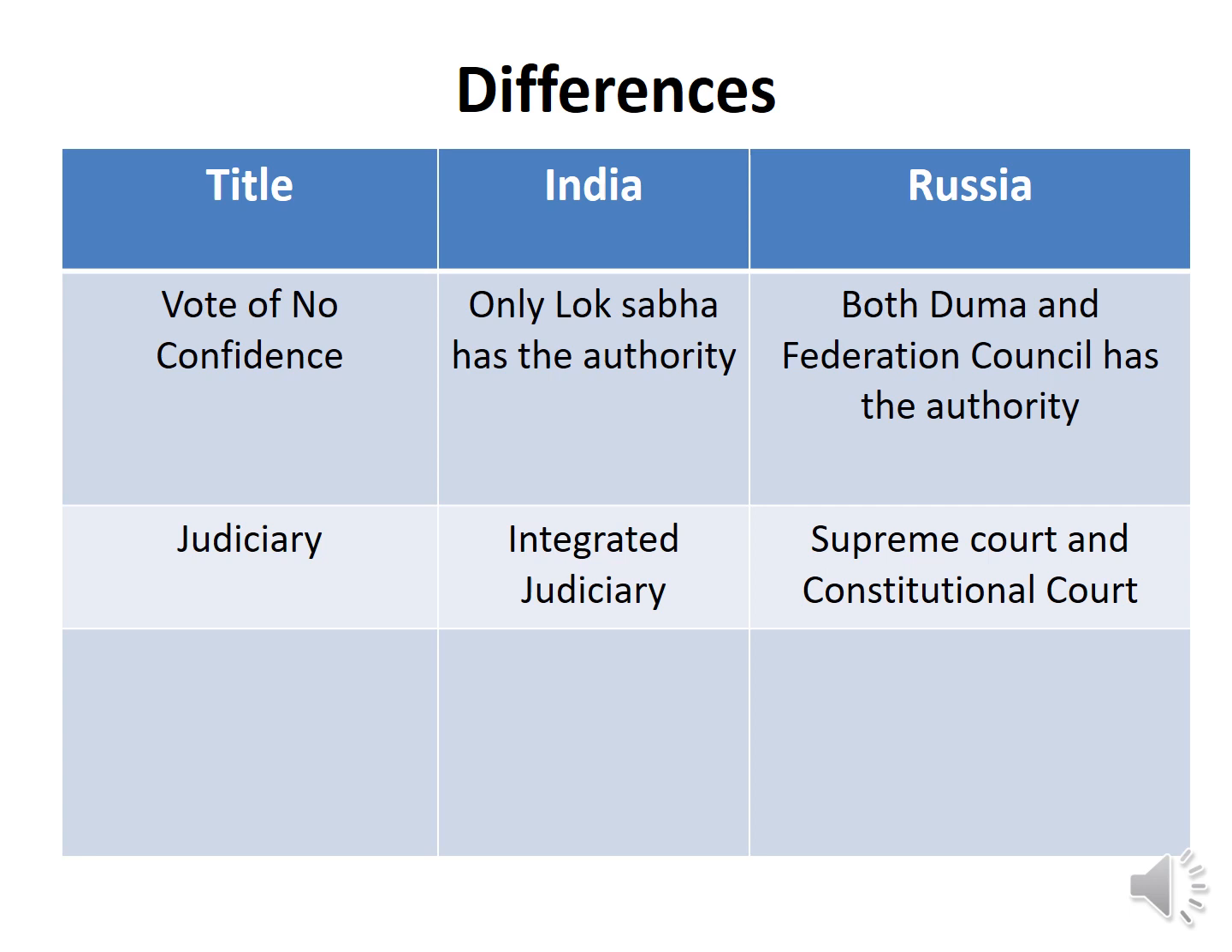Judiciary: we have an integrated judiciary in India, while in Russia separate courts are there, the Supreme Court as well as the Constitutional Court. The Supreme Court is the highest court of law, while the Constitutional Court hears the matters related to disputes between the executive and legislative branches of government. So this is the major difference between India and Russia.